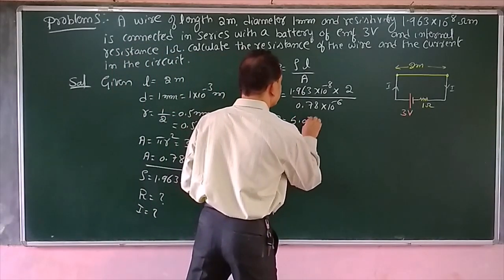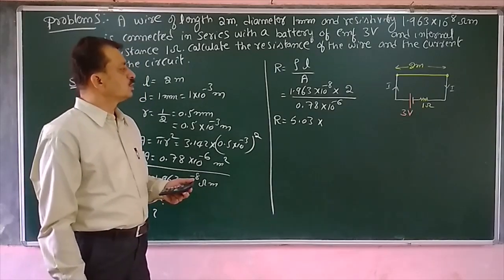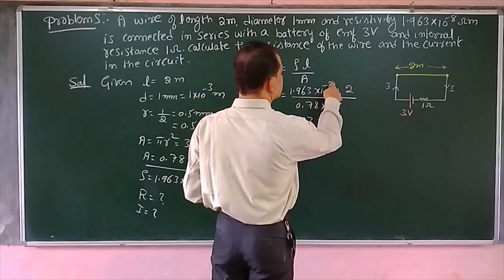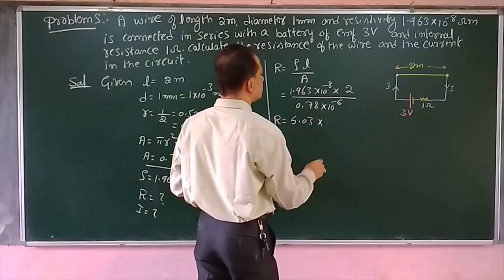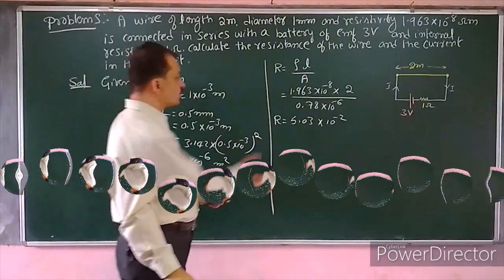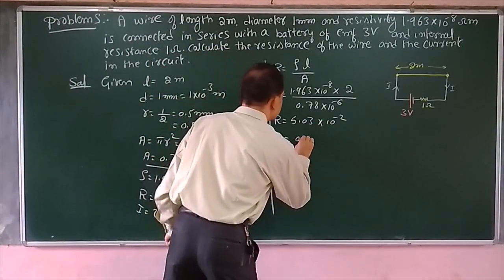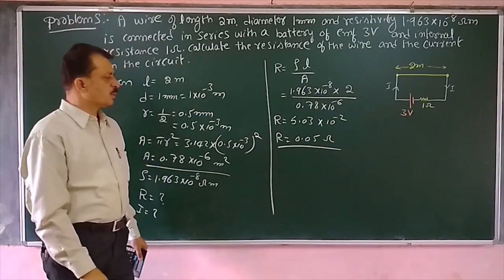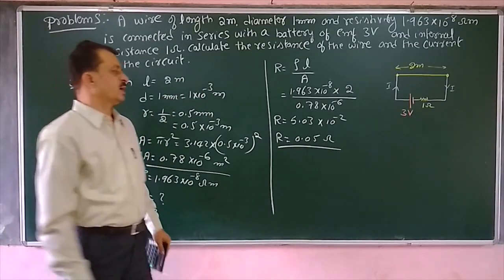5.03 into, so we will work out the 10 powers, 10 raised to minus 2, minus 8, 10 raised to minus 6. If it goes to the numerator, it becomes 10 to the power of minus 2. Our resistance R is equal to, so 10 raised to minus 2 means it is 0.05 ohms. So 0.05 ohms is the resistance of the given wire.